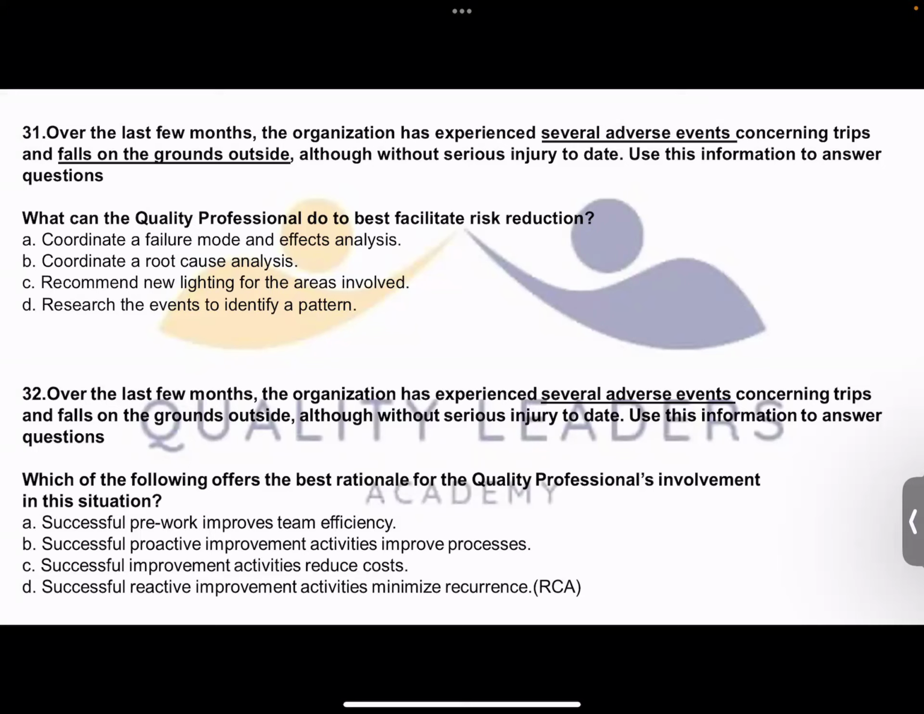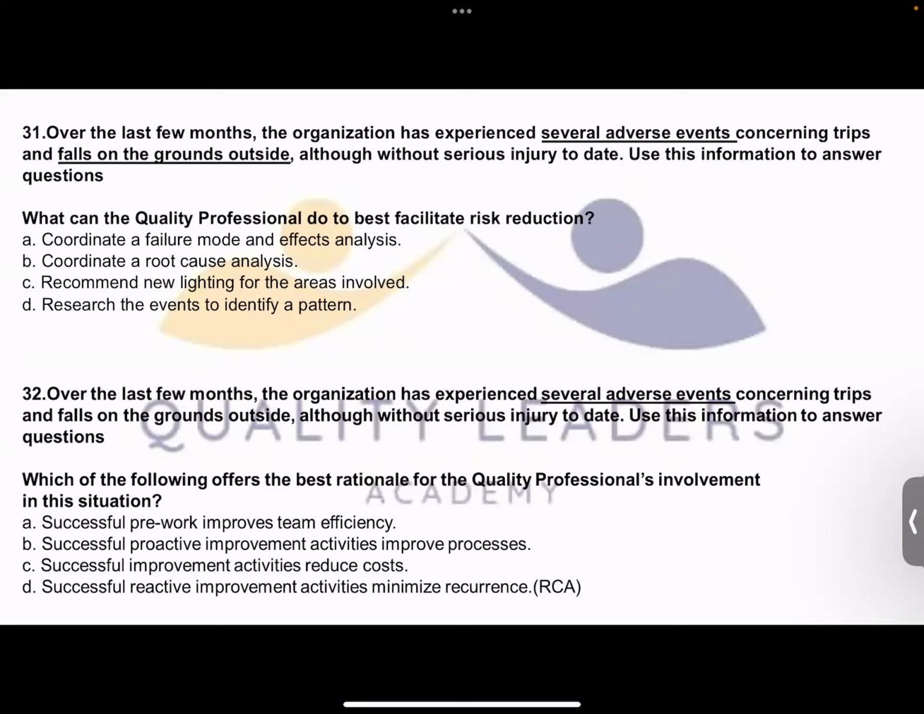Coordinate a root cause. What's the correct answer? Yeah, it's a root cause analysis because already several adverse events occurred which caused patient falls. So what will be the cause behind it? Concerning trips and falls on the grounds outside, although without serious injury to date, over the last few months. Okay. The best answer here is letter A, coordinate a FMEA, failure mode and effects analysis.